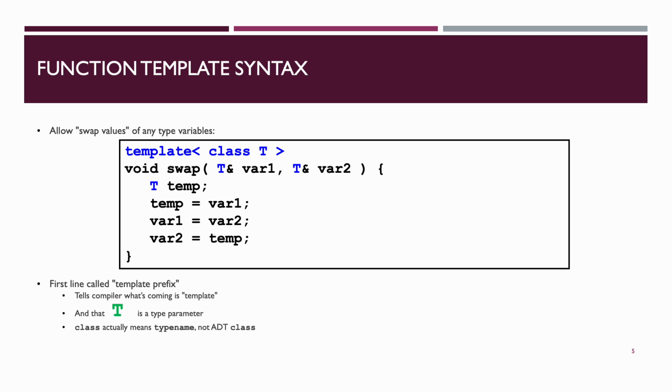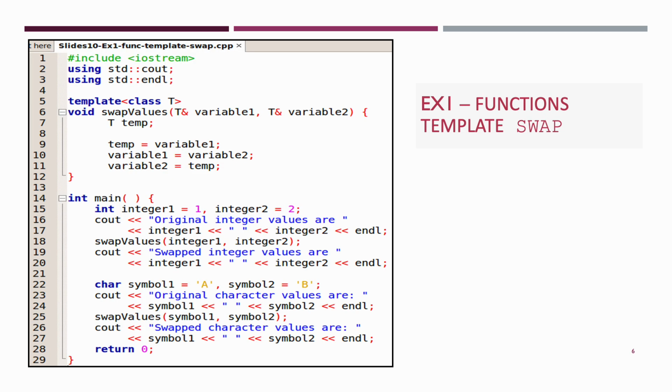Then we have flexible typing. The swap function can now swap values of any type, integer, character, double, etc., anything, without the need to write a separate function for each type. So in this context, class is synonymous with type name, and it doesn't refer to the abstract data type class, but rather to a placeholder for any data type. So this is an example of a template function.